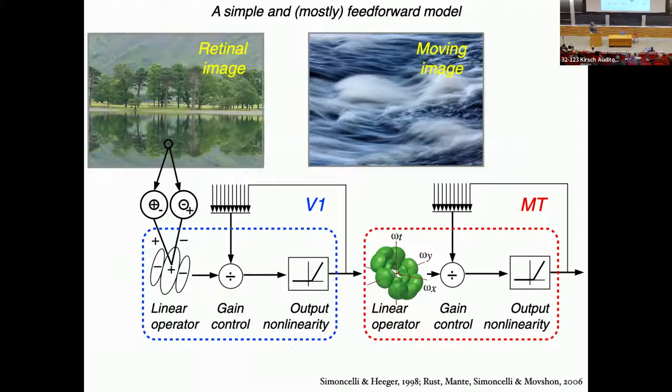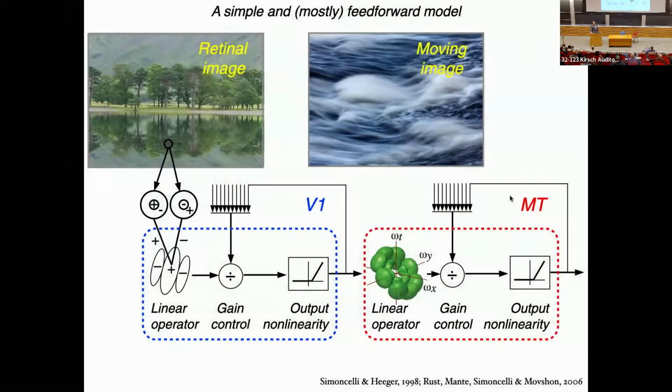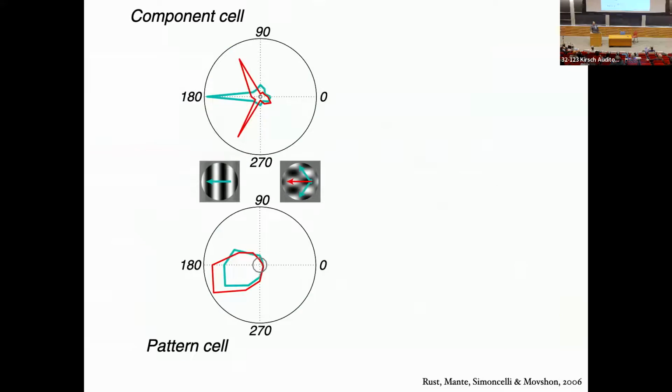And the model that she helped fit is basically this green ball model, but built into a more or less now standard framework of a V1 model, which has a sort of gain control stage in it and a linear input, and then an MT model, which also has a gain control stage and a linear input. And the idea, which many of us like, is that Cortex does the same thing over and over again, and that this model captures that simply by altering.